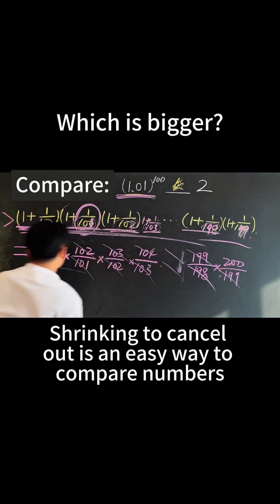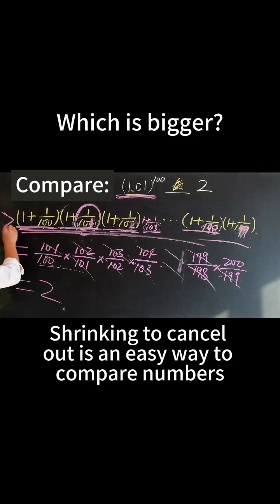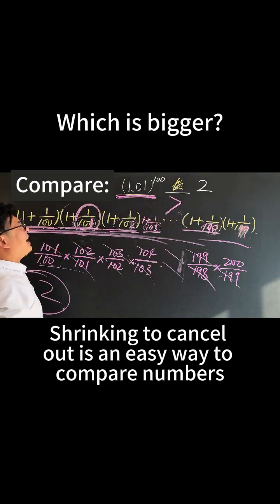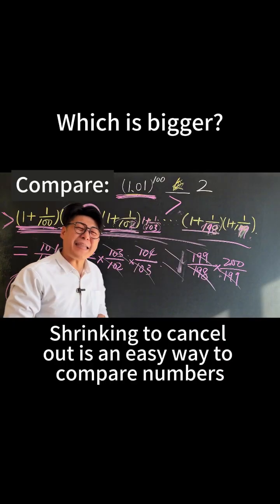It's exactly equal to, everyone, 200 over 100. So in other words, it's greater than this amount, and this amount is exactly equal to 2. So it should be greater than 2. Do you understand this reasoning? This problem is quite difficult, and you really need to learn this method.